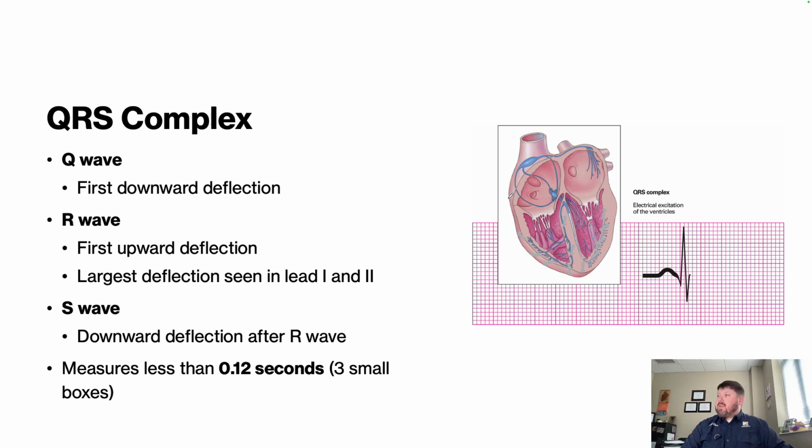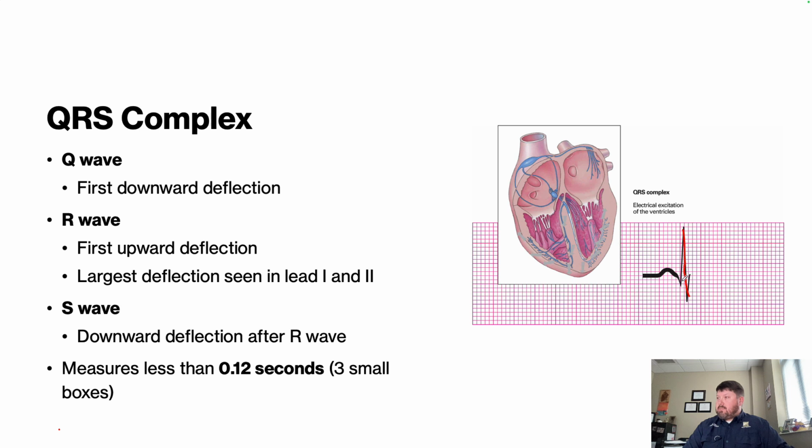And then the next downward deflection is the S wave. So we will actually measure the QRS complex because we want to know, is it wide or narrow? This is going to be important when we're interpreting rhythms in the future. But a normal QRS complex should be 0.12 seconds or less.